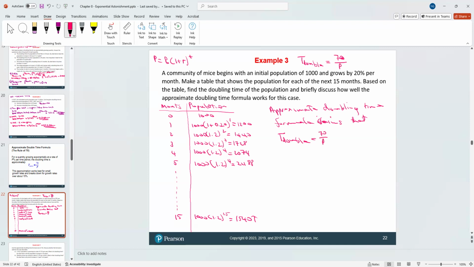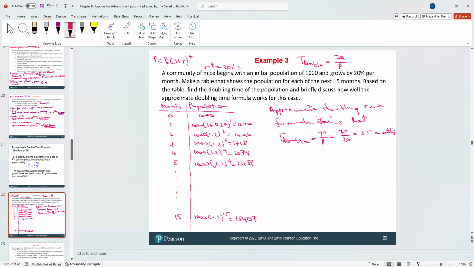And what is P again? Remember, the rate. I call it rate in this one. For us, the rate is 20%, right? So 70 over 20 gives you 3.5. Okay, so it gives you 3.5 months, which is not perfect agreement with what we could discern from the table, right?